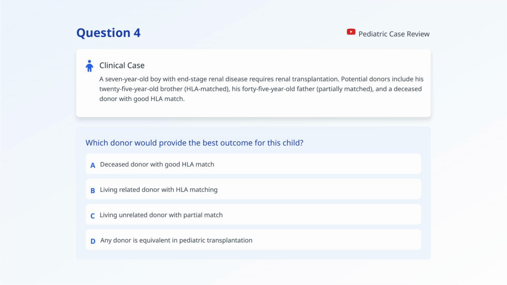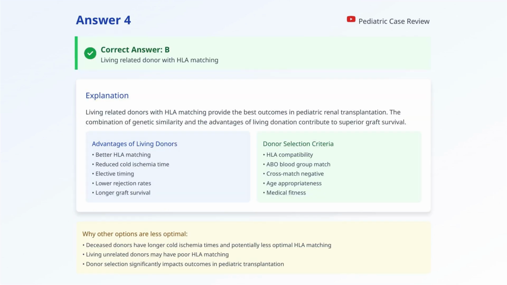Option A, deceased donor with good HLA match. Option B, living related donor with HLA matching. Option C, living unrelated donor with partial match. Option D, any donor is equivalent in pediatric transplantation. The correct answer is B, living related donor with HLA matching.